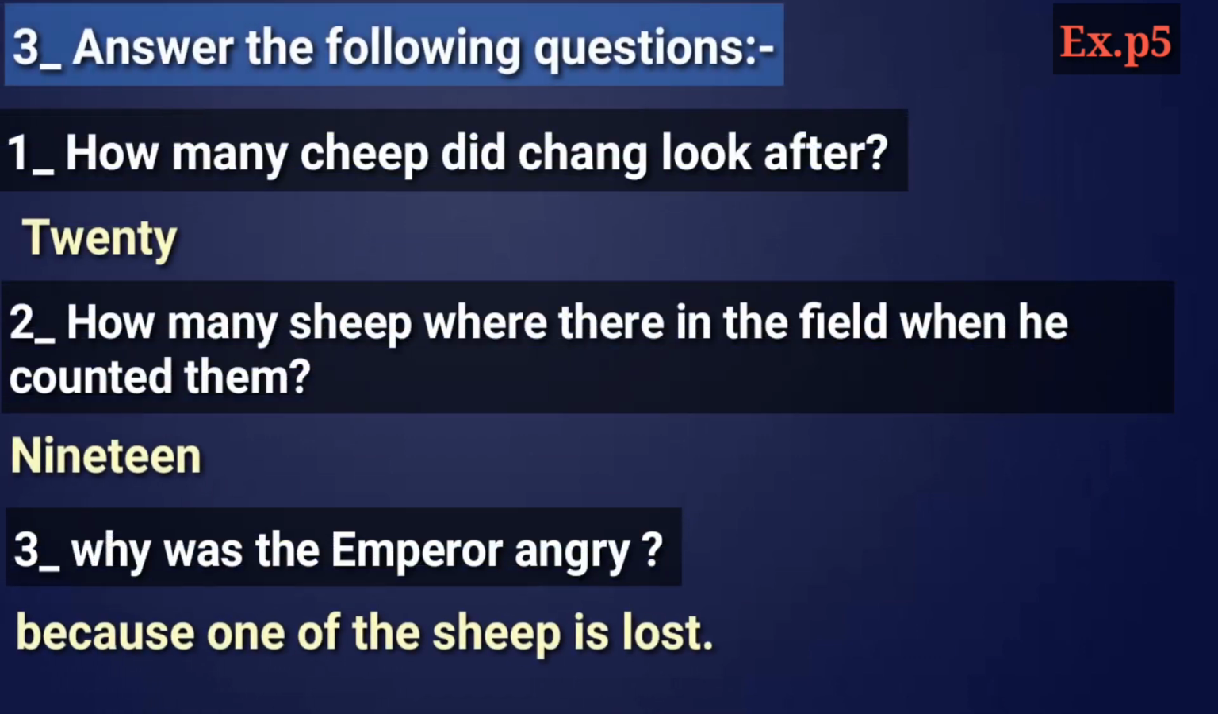Number 3, answer the following questions. Number 1, how many sheep did Chang look after? The answer is 20. Number 2, how many sheep were there in the field when he counted them? The answer is 19. Number 3, why was the emperor angry? The answer, because one of the sheep is lost.